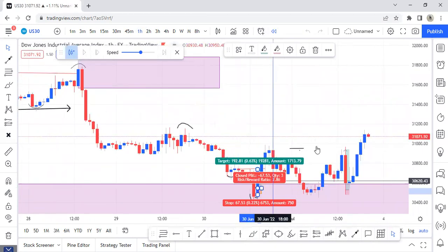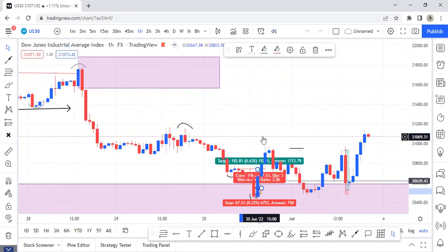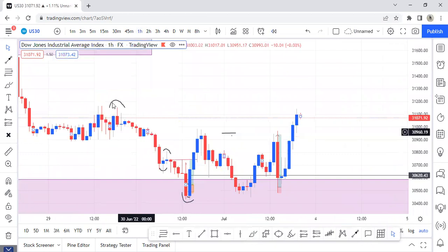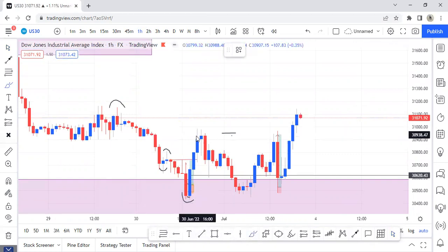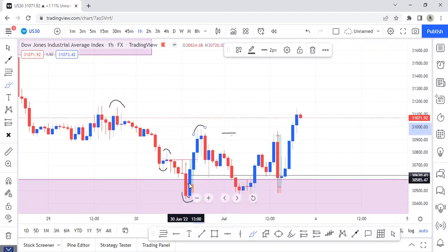So now this was where we got our 1 hour break, right? This was where we got our 1 hour break. So finally, price was delivering down. We now had a 1 hour break of structure. So we had that break of structure on the 1 hour time frame, a break to the upside, and then when price came back, right?